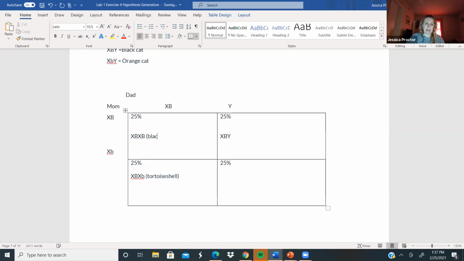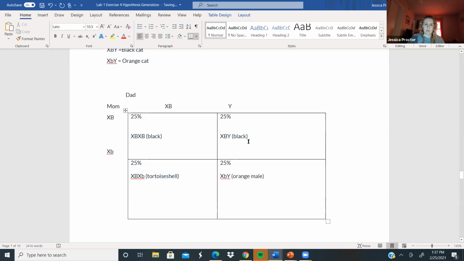This one up here is black. This one up here is black. And then here in this quadrant, we're taking one from here and we're taking one from here. So in this quadrant, we have an X little b and a Y. So this is an orange male. This one's a black male. This one's a black female.